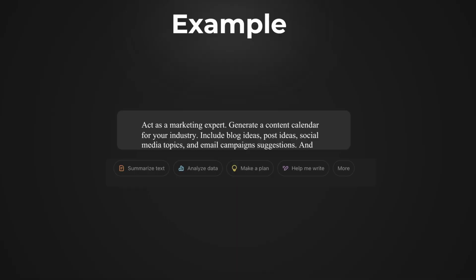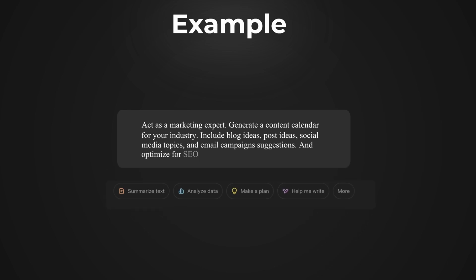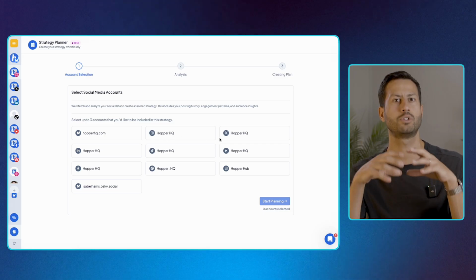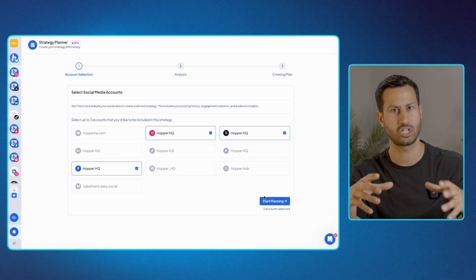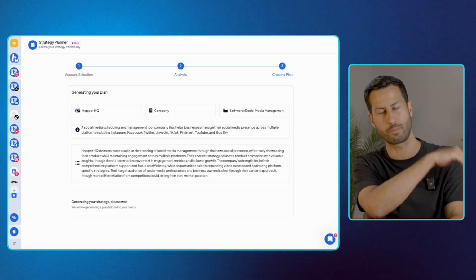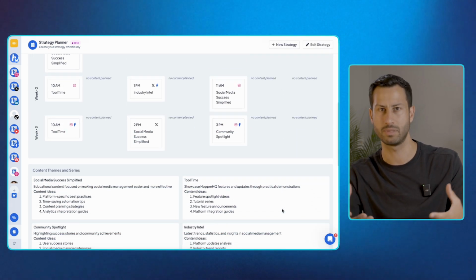Now, as a bonus tip, if you want to optimize your SEO content, then you can just add an additional prompt saying "optimize for SEO and engagement" to the end of the prompt. Or of course, you can use a specific tool like Hopper HQ, which will create a custom content strategy for you, actually based on the previous account activity of your social media accounts or your blogs. All right, let's now move on to prompt number 3.